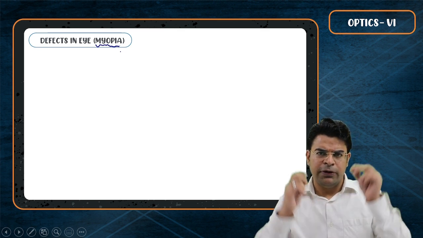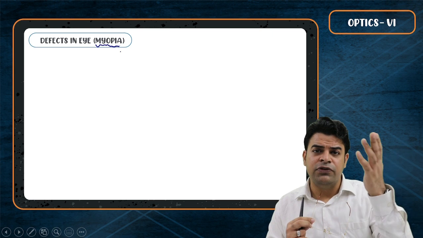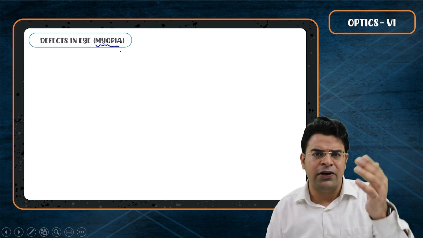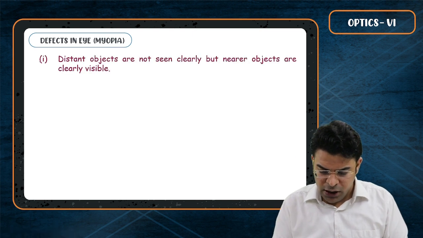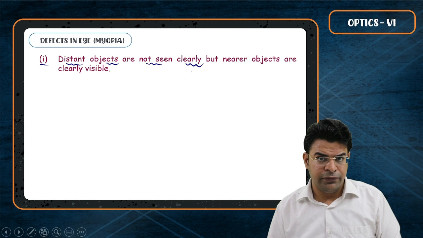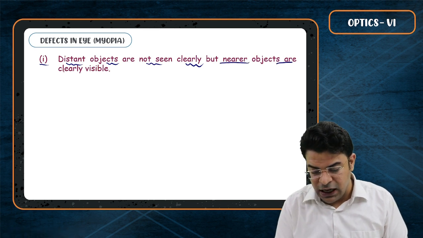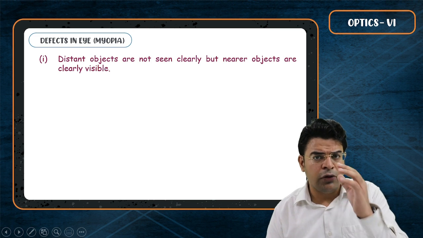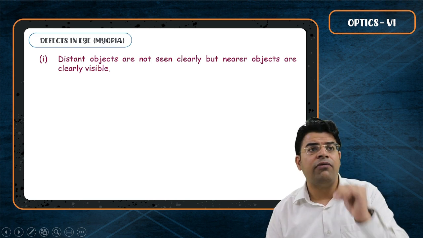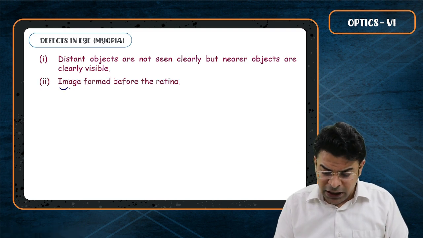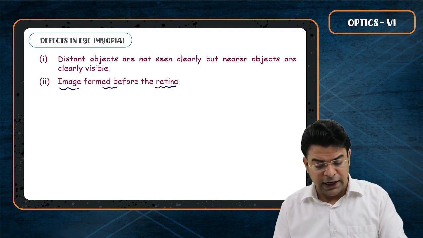Generally, these people can't see at a greater distance without wearing the specs, and with specs, they can see things even at greater distance. So, first, distant objects are not seen clearly, but near objects are clearly visible. So, people who are suffering from myopia can't see things clearly when things are placed at a certain distance. Image formed is before the retina.